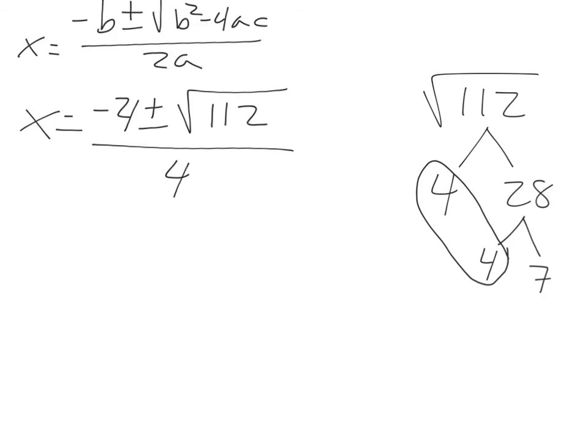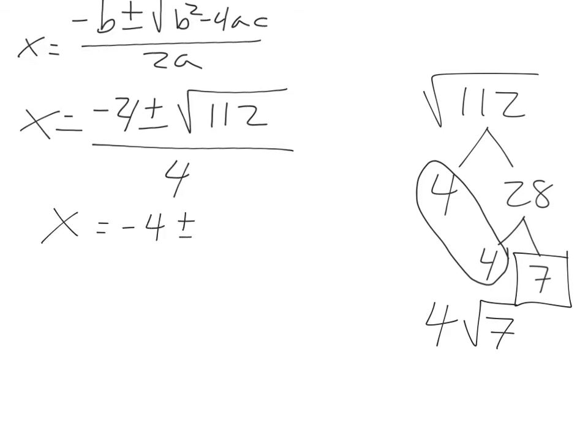But it doesn't really matter. When I do my factor tree, once I have a pair, I can stop. 7 doesn't factor down anymore, so that's my loner. So I could write this as 4 square root 7. And so I'm going to do that. X equals negative 4 plus or minus.